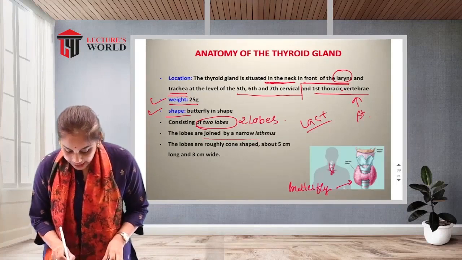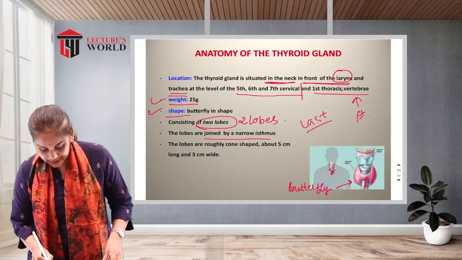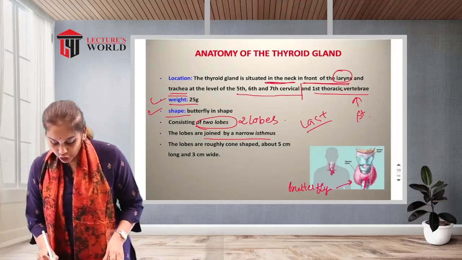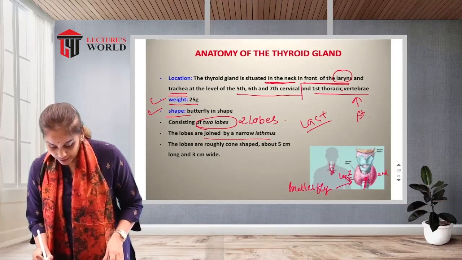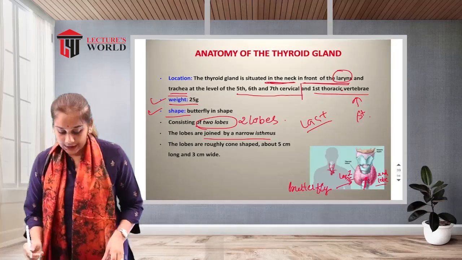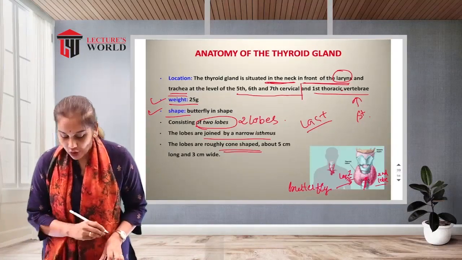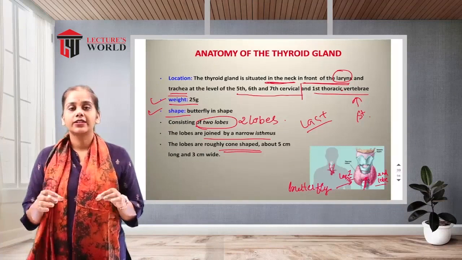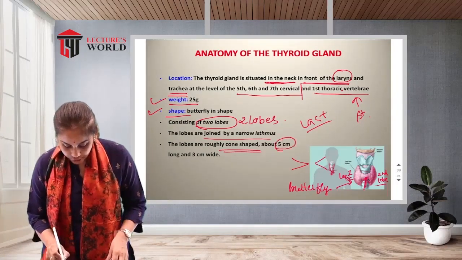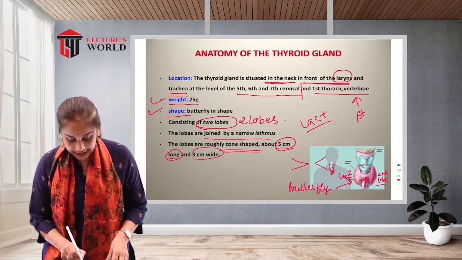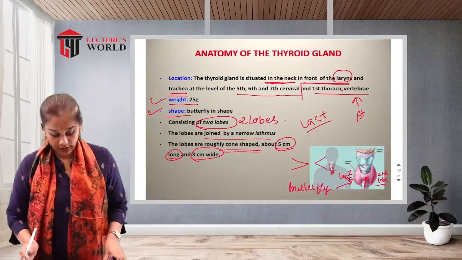The lobes are joined by a narrow isthmus. This is the isthmus. So this is one lobe, and this is the second lobe. Both lobes are joined with a narrow isthmus, and these lobes are roughly cone shaped, about 5 cm long and 3 cm wide. This is the size of a thyroid lobe.